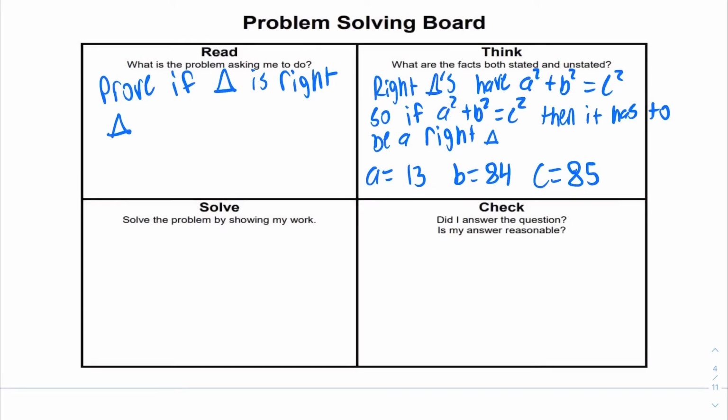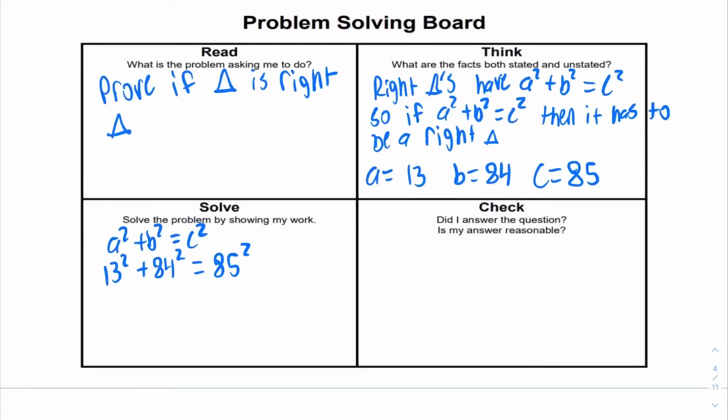If we can take those numbers and put them in the formula, and if it is equal, then we have a right triangle. We're going to start by writing the formula first. We're going to take the numbers we wrote here, and we're just going to substitute them and replace the letters with the number that it's equal to. A was equal to 13, B was equal to 84, and we're squaring it, and C was equal to 85, and we're squaring it.